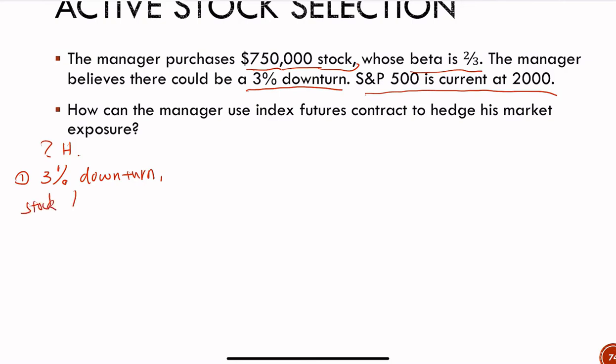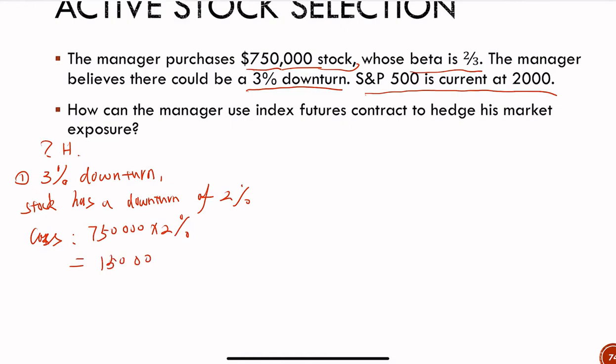This means your stock would have a downturn of 2%, right? And the value of your equity position is 750,000. So this implies your loss from the equity position is 750,000 times 2%. So this would give you 15,000.